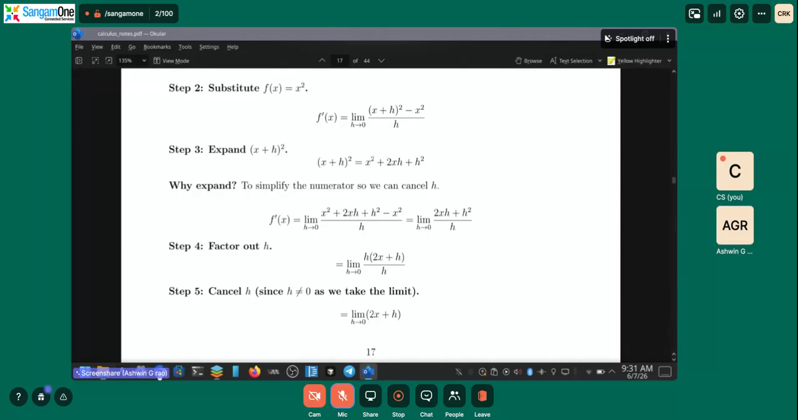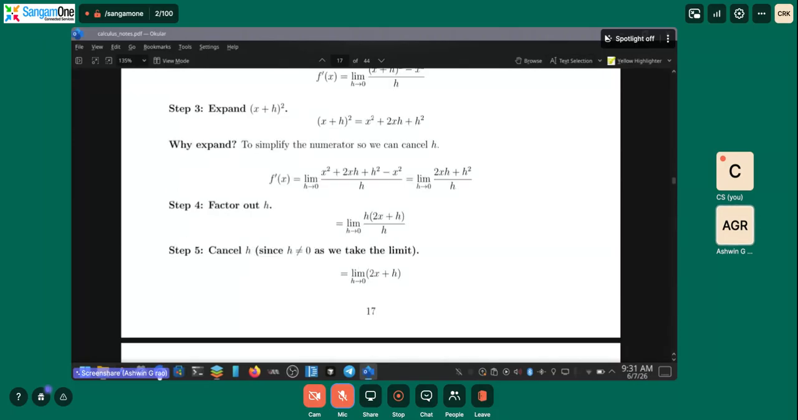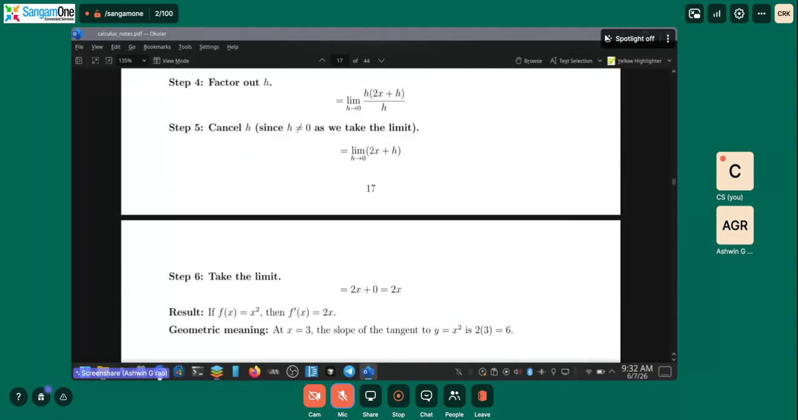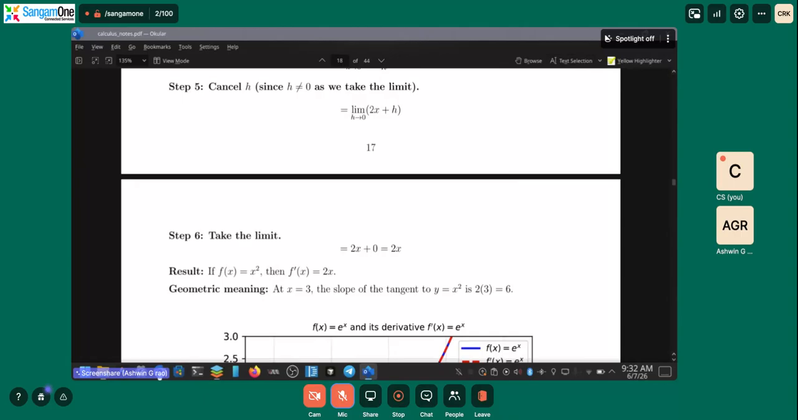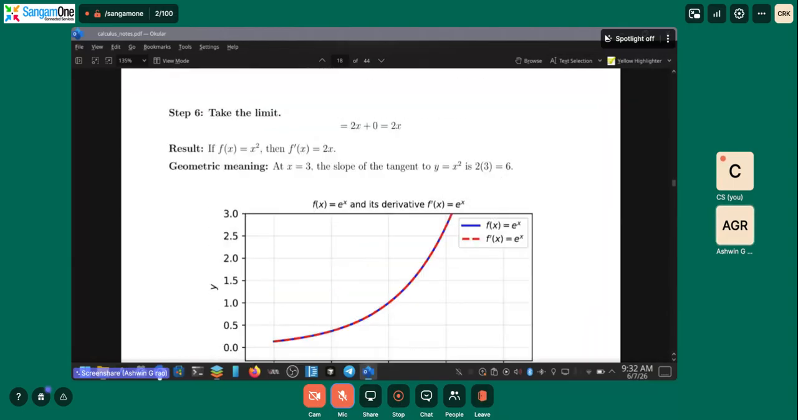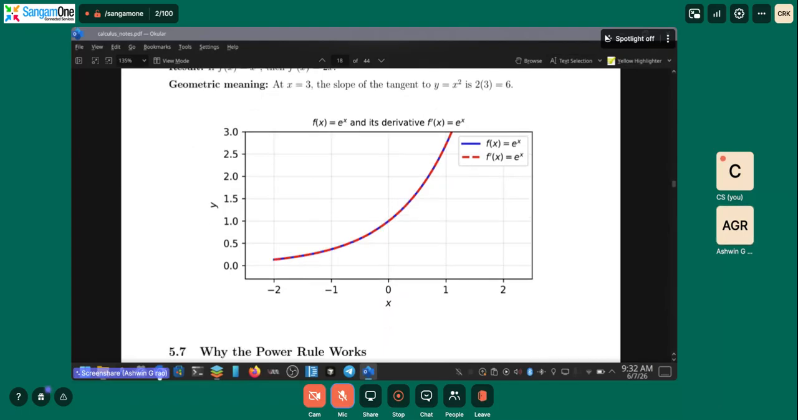Factor h out of it and cancel it since h is not equal to 0. As we take the limit, 2x plus h, take the limit, 2x plus 0 is 2x. The result is: if f of x is equal to x square, then f dash of x is 2x. Geometric meaning: at x equal to 3, the slope of the tangent to y equals x square is 2 into 3, which is 6.